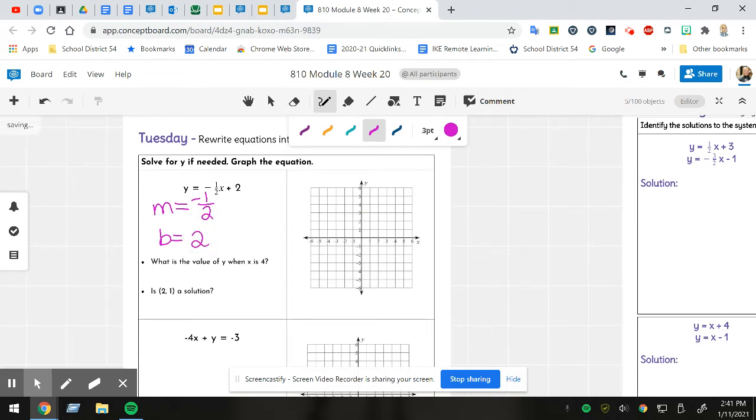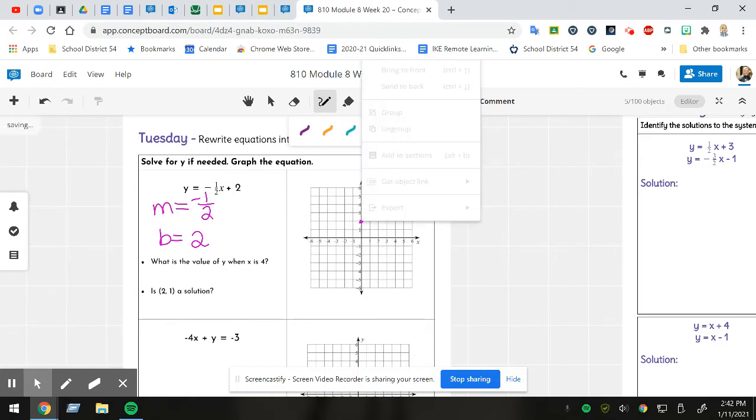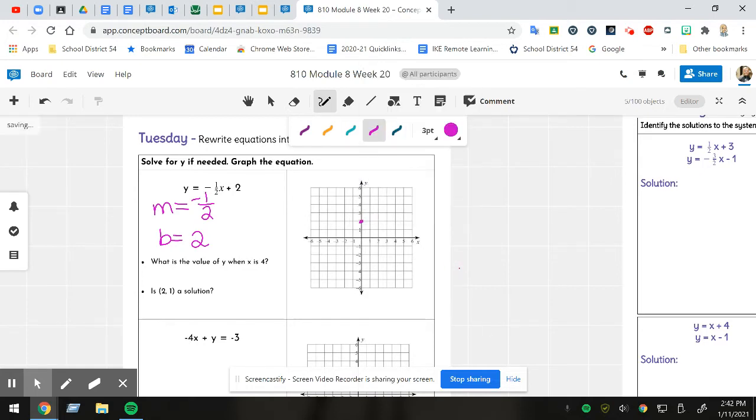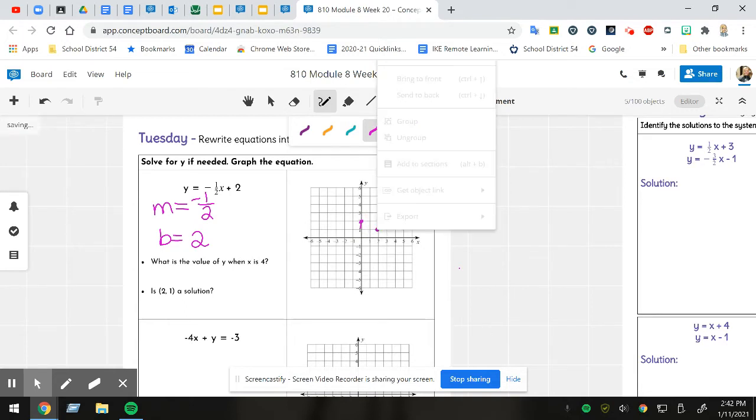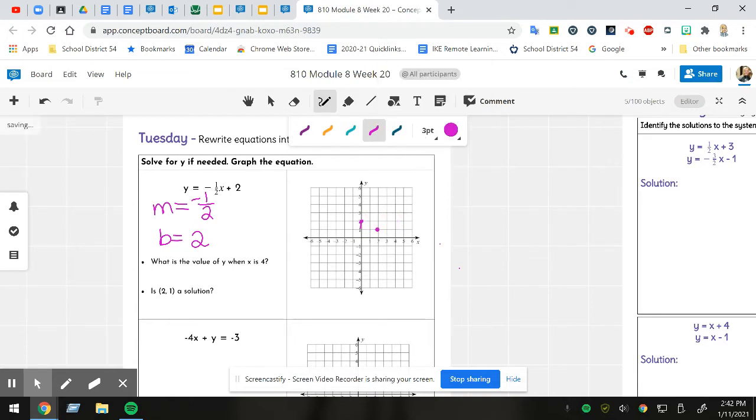I'm going to plot our y-intercept first. So it's on the y-axis. I put a point at +2. My slope is -1/2. So from that point, I'm going to go down 1, right 2, put another point. I'm going to do it again. Down 1, right 2, another point. Down 1, right 2.